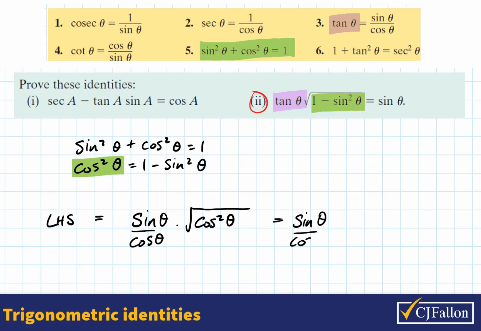So this gives us sine theta over cos theta. Now the square root and the square kind of undo each other here, so we're left with cos theta. And cos theta goes into cos theta once, leaving us with sine theta as our solution.